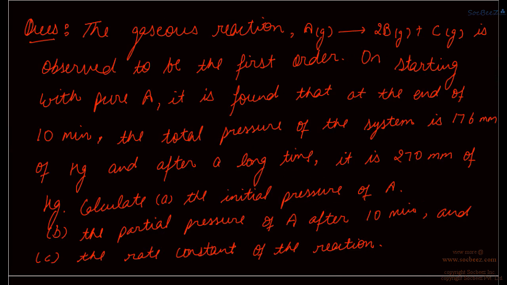Now, let's discuss some of the questions. The first question says that the gaseous reaction A getting transformed into 2B plus C is observed to be first order. On starting with pure A, it is found that at the end of 10 minutes, the total pressure of the system is 176 mm of Hg, and after a long time, it is 270 mm of Hg. Now calculate: A, the initial pressure of A; B, the partial pressure of A after 10 minutes; and C, the rate constant of the reaction.